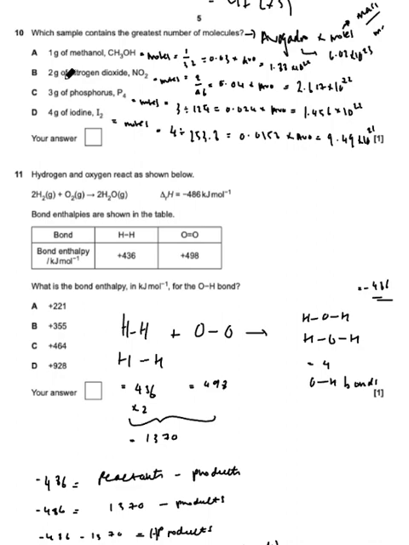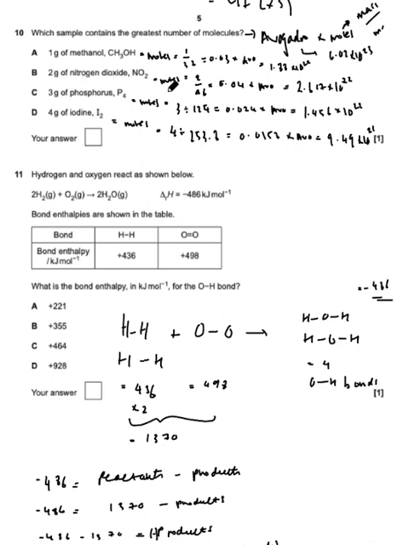Which sample contains the greatest number of molecules? Okay, so molecules is Avogadro's number times moles, and moles is mass over Mr. So we have the mass, and we can work out the Mr. Therefore, we can work out the moles. So that's 1 over 32, which gives us 0.03 for moles. And we times it by Avogadro, which is 6.02 times 10 to the power of 23, which gives us 1.88 times 10 to the power of 22.